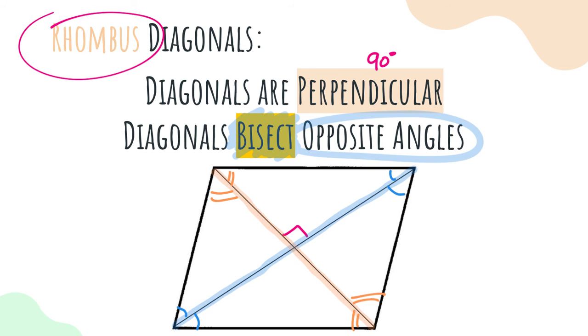Then when we talk about diagonals being perpendicular, that's where the two diagonals together make a 90-degree angle in the center. I highly recommend that you pay attention to the property of diagonals bisecting opposite angles, as this is the most commonly missed property.